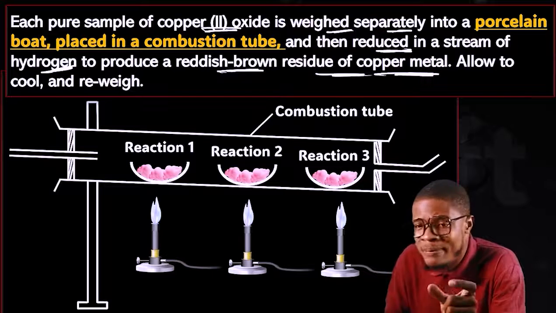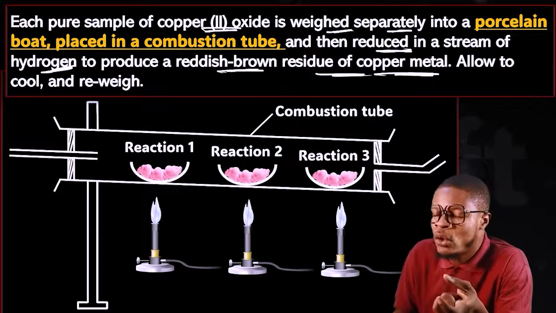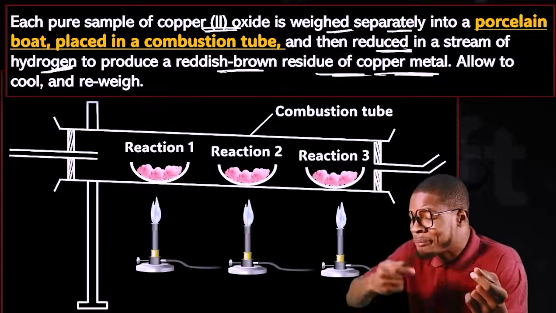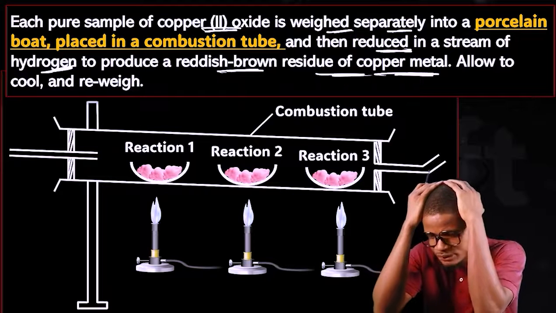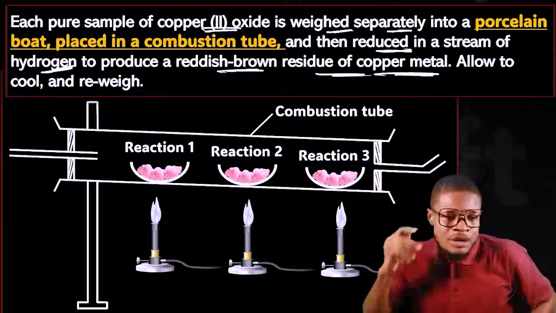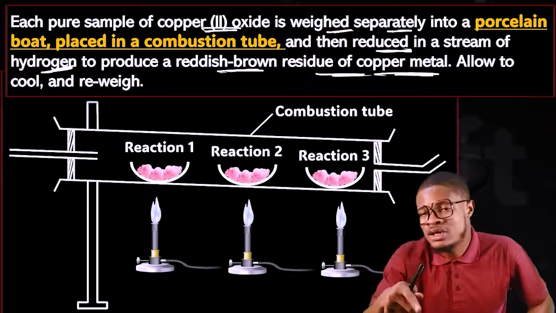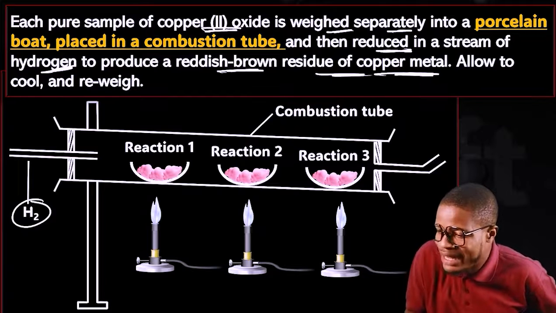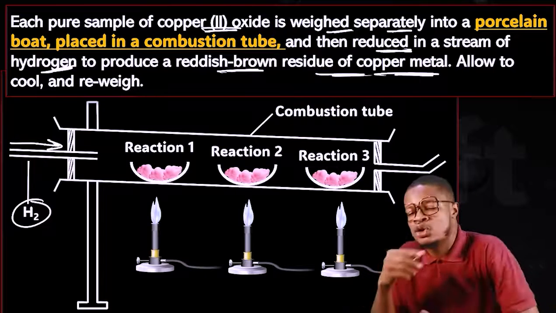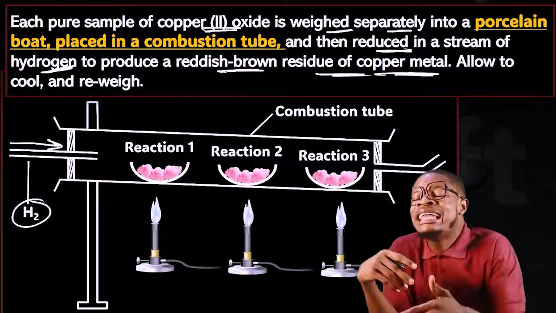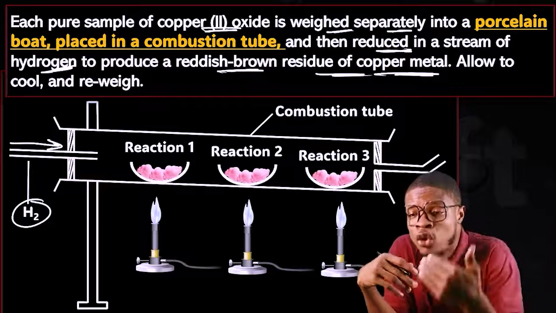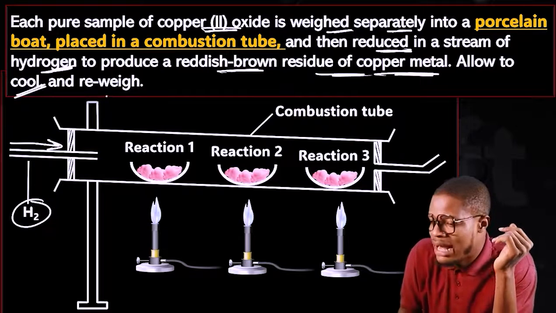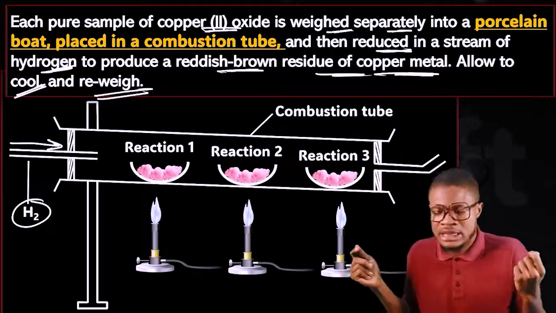Once I am obtaining my copper metal, how do I know that it's copper metal that is now being formed? Because the color is going to change from black copper(II) oxide to reddish brown copper metal. Just listen, follow me. What am I going to use to reduce that copper(II) oxide into your copper metal? Of course, that's your hydrogen. I will allow hydrogen to be flowing into the whole of this reaction. Please allow the hydrogen to keep flowing until the entire reaction cools down, and then I will reweigh it at the end of the day.